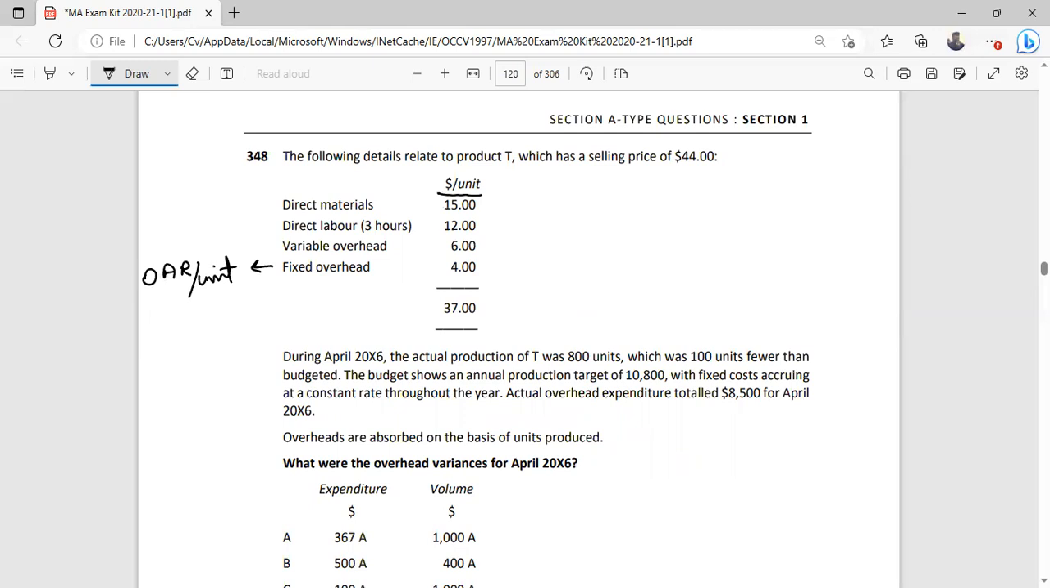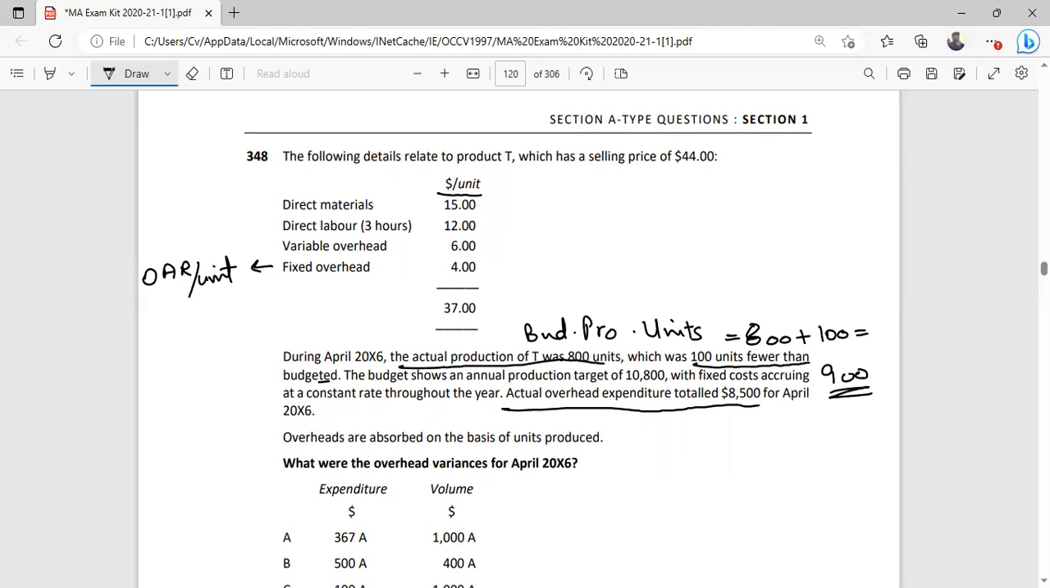During April, the actual production of T was 800, which was 10% fewer than the budgeted. So it means budget was 100 greater. Budgeted production units is equal to 800 units plus 100, which is equal to 900. The budget shows an annual production target of 10,800 with fixed cost occurring at a constant rate throughout the year. Actual overhead expenditure of 8,500 for April 20x6.